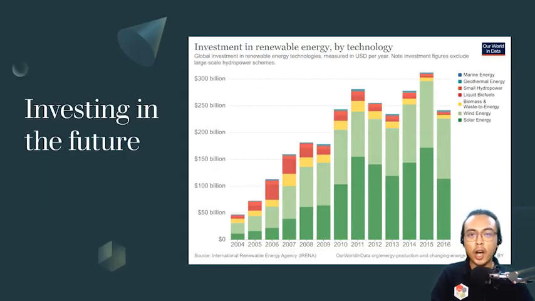Next, we take a look at how much the world is investing in the development of renewable energy technology. We see here several things.